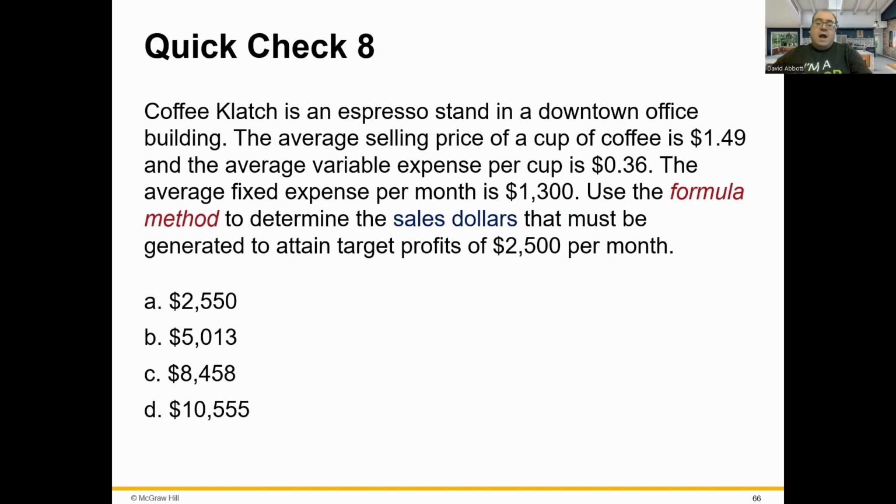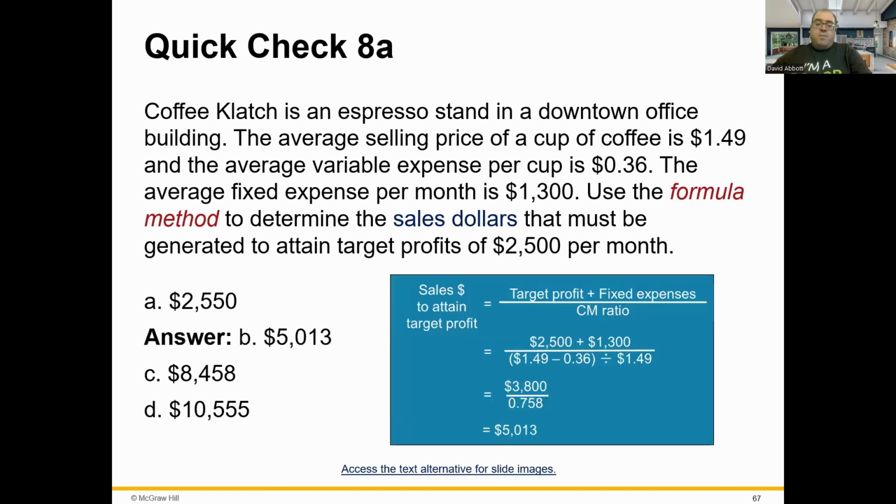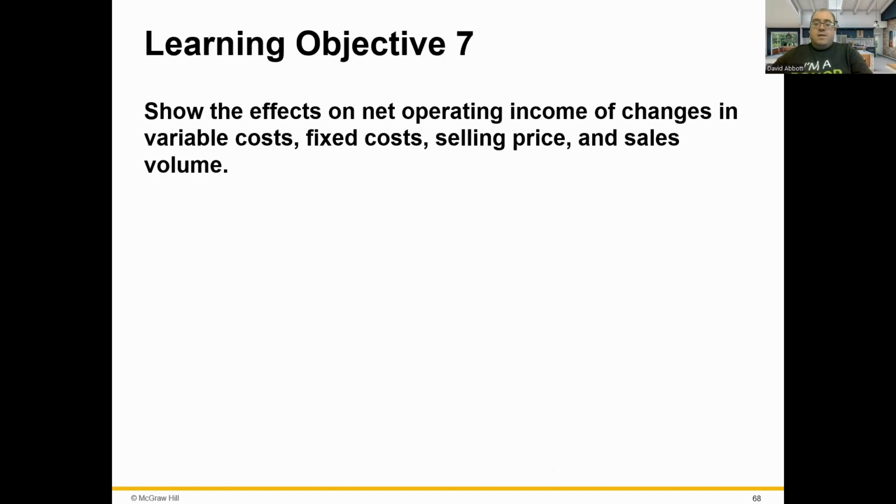Then we can also figure out how much in dollar sales we would need, using the formula method. And so again, 2,500 plus 1,300 divided by, again, the contribution margin ratio, which is 0.758. We worked that out previously. So we take 3,800 divided by 0.758, which gives us that we would have to have $5,013 in sales in order to reach that target profit of 2,500 in the month.